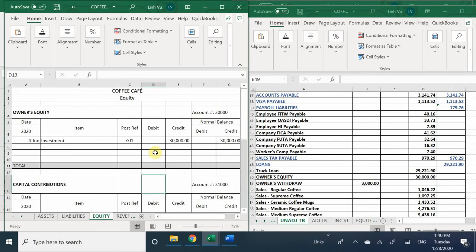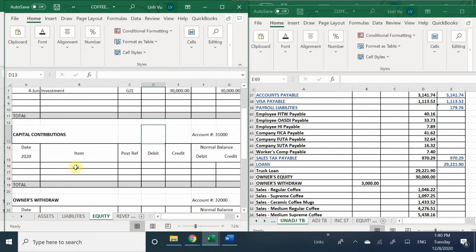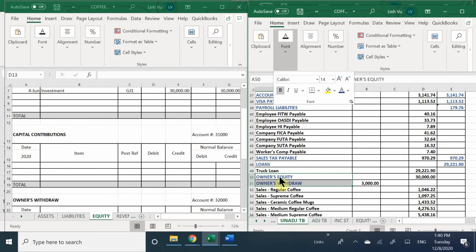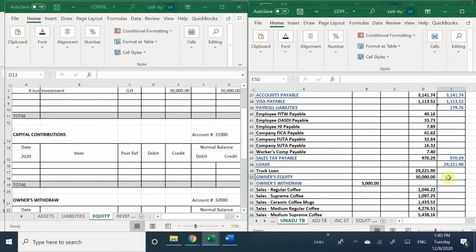Okay, equity, owner's equity with owner's withdrawal. Those are going to be our main accounts. And let's see, did we make any changes to the equity account? No. No. No, so therefore it is still 30,000.